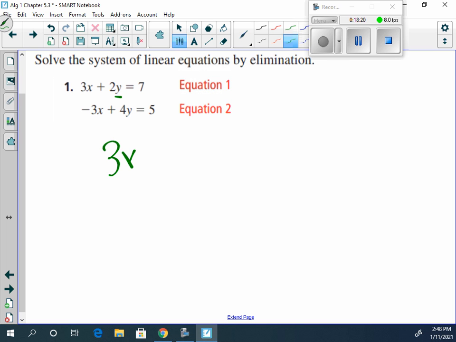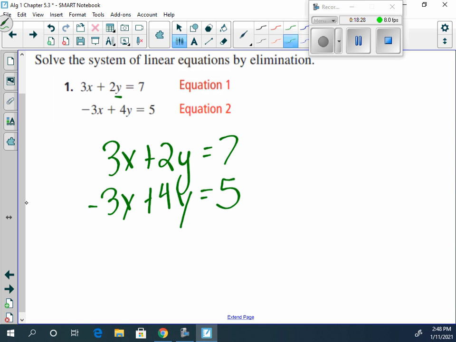So we have 3x plus 2y equals 7, and negative 3x plus 4y equals 5. So we chose x because we have 3 and 3. They're the same, yes? Now, would we add them together or subtract them?